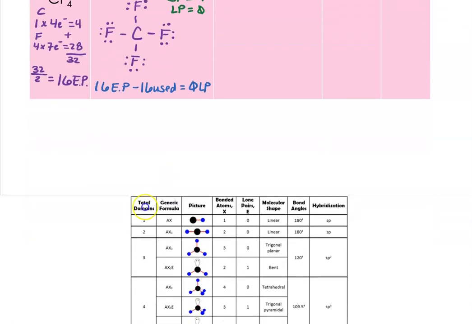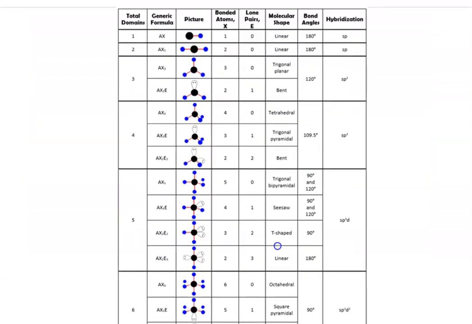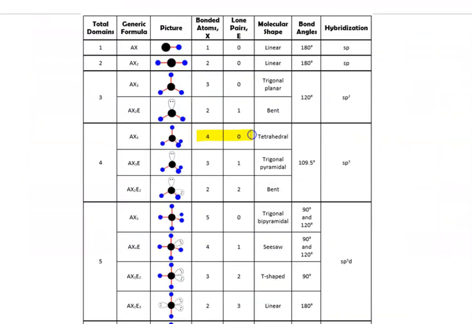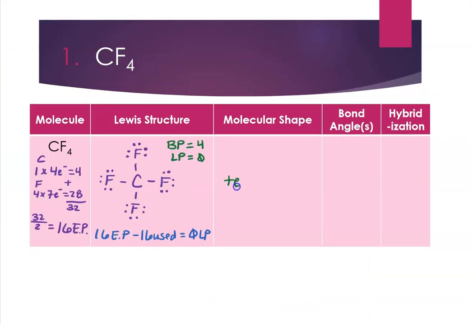All right, so I go to my VSEPR chart and I find 4 bonding pairs, 0 lone pairs, and so that means that it is tetrahedral, bond angle is 109.5, and the hybridization is sp3. So tetrahedral shape, 109.5 for bond angle, and sp3 for hybridization. All right. Once you have your Lewis structure, we count bond pairs, we count lone pairs, and then use the VSEPR chart to figure out the rest of the information. Okay, let's do some more examples.